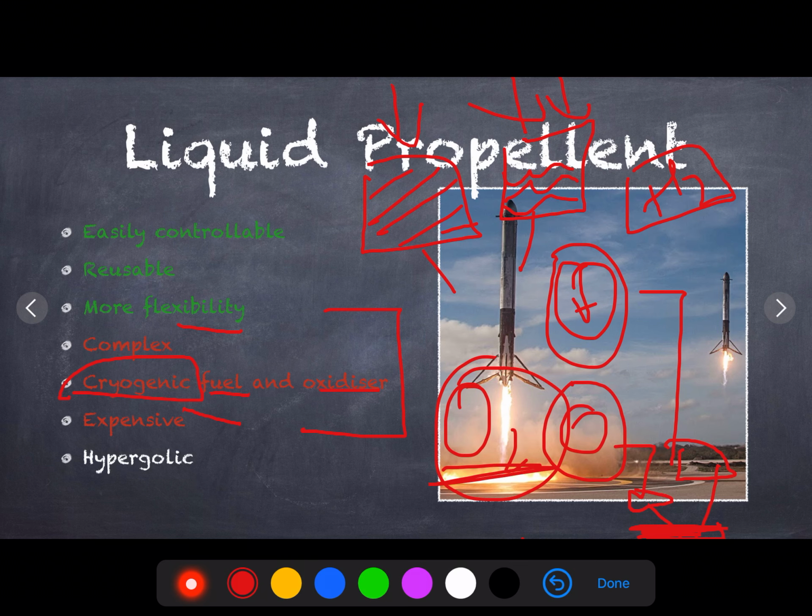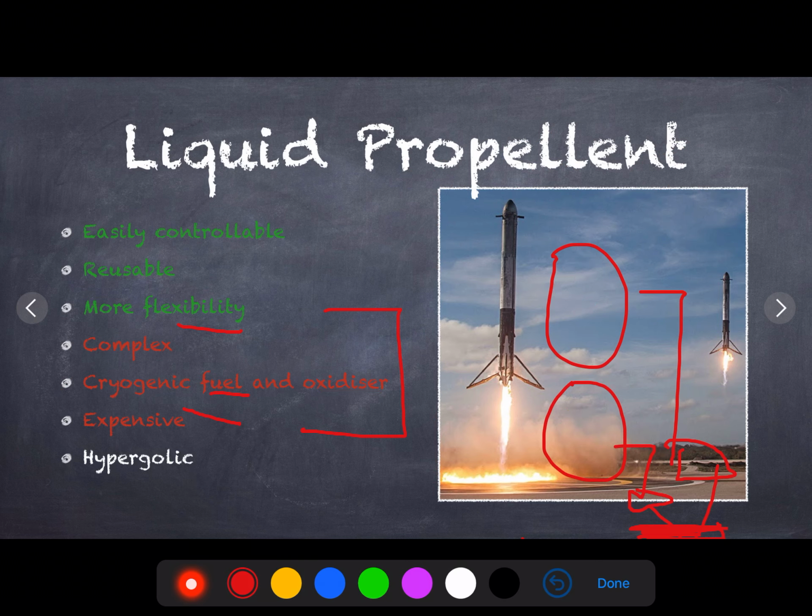Also, this makes it so that you just fuel it and launch it. You cannot wait for a long time, because then this liquid will start vaporizing. Next, I said the cryogenic fuel and oxidizer. This can be eliminated by using hypergolic fuels. Hypergolic fuels are basically all those fuels which can be easily mixed together and they ignite on their own. I'll be talking about more of these mixtures, hypergolic fuels which are used in rockets, in a next slide.